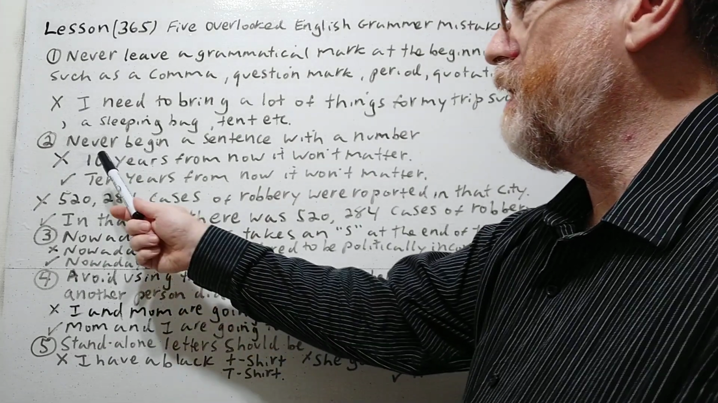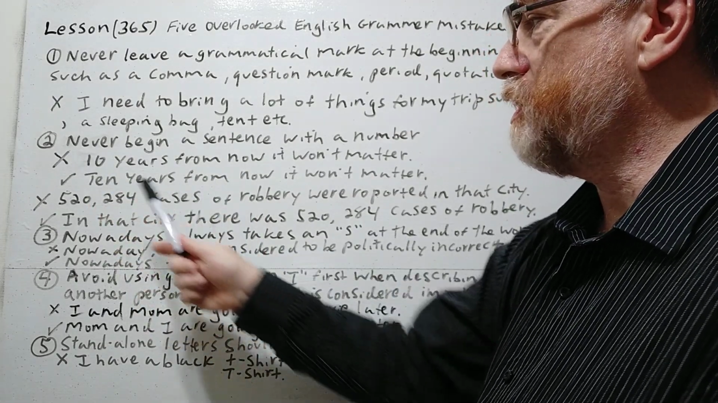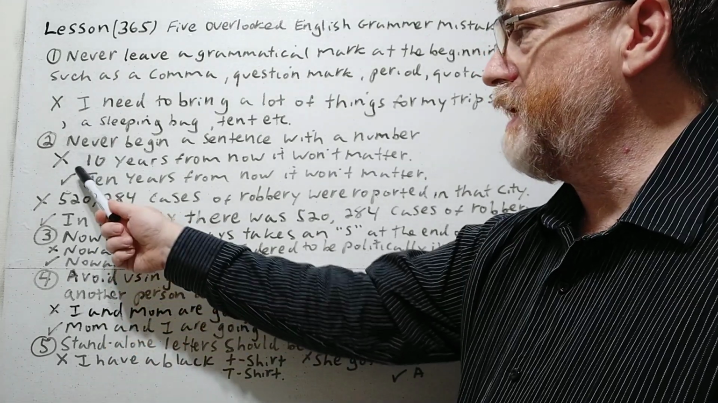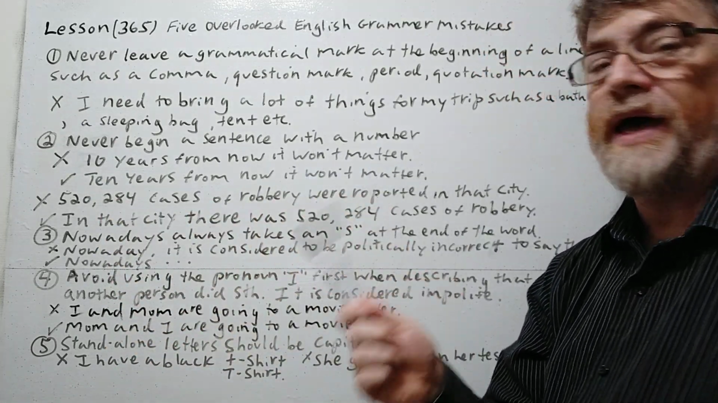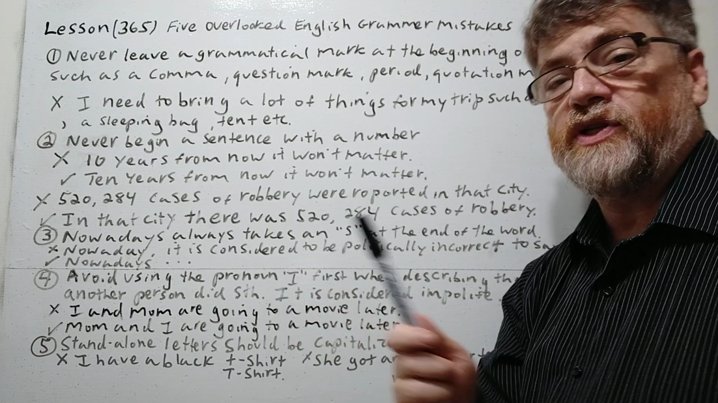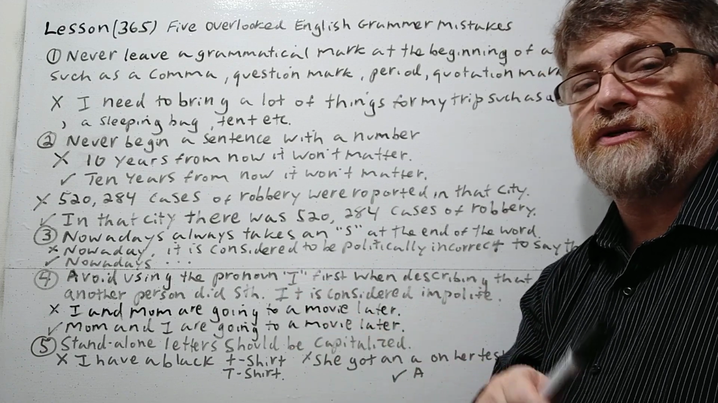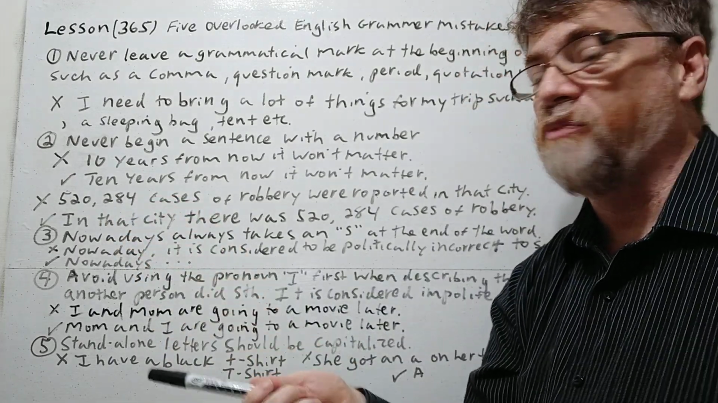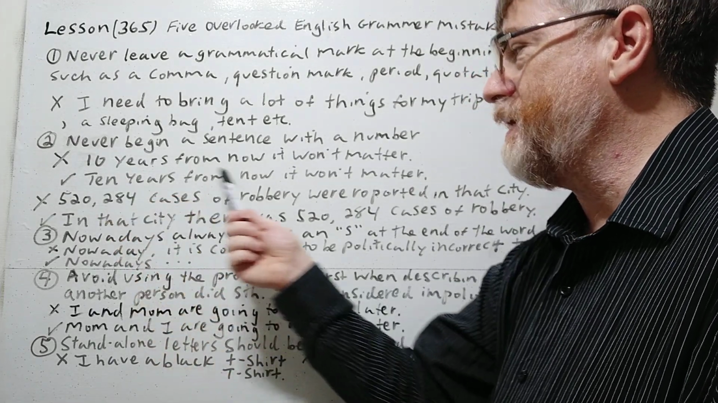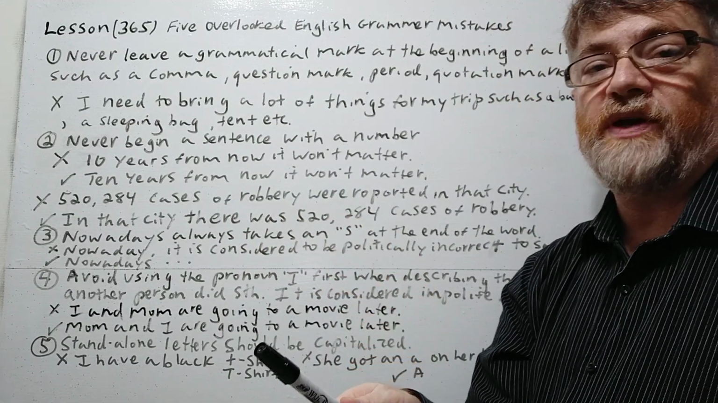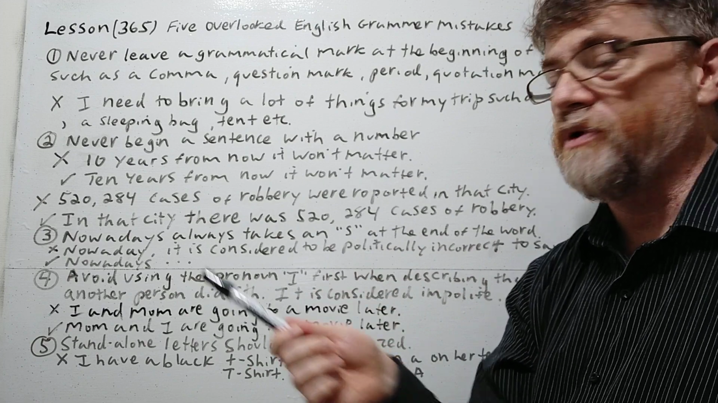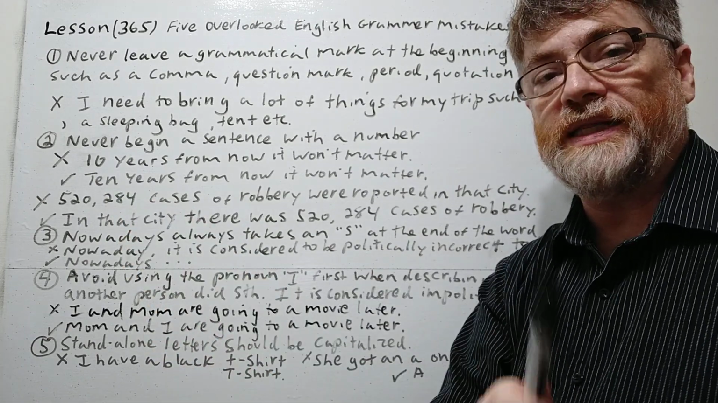So here with the X, this is wrong. You can put the word for the number, but you can't put the number. With the X here: 10 years from now, it won't matter. Now, if it's a small number, it's easy to correct. You just write the word for it. So ten is a very short word, no problem. Just substitute the word ten, and this is okay. Now, if the number is later in the sentence, it doesn't matter. You can write the number, but not as the first word in the sentence.